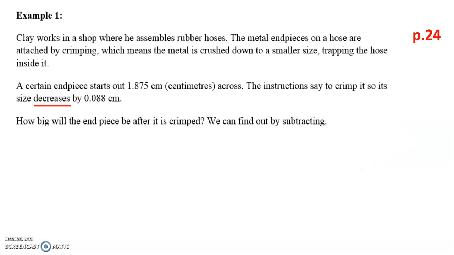Clay works in a shop where he assembles rubber hoses. The metal end pieces on a hose are attached by crimping, which means the metal is crushed down to a smaller size, trapping the hose inside it. So a certain end piece starts out at 1.875 centimeters across. The instructions say to crimp it so its size decreases by 0.088 centimeters. How big will the end piece be after it is crimped? We can find out by subtracting.